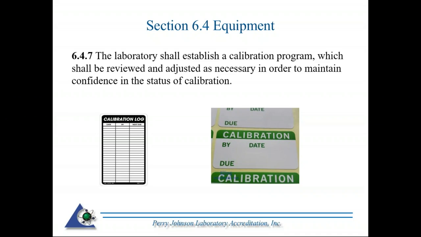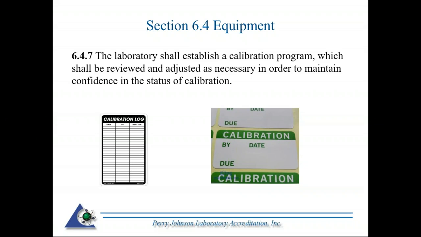Okay, calibration programs. So you have equipment, of course you have to have it calibrated. Calibration should not just be a one-time thing. As stated here, the laboratory shall establish a calibration program, which shall be reviewed and adjusted as necessary in order to maintain confidence in the status of calibration. That's always a question that comes up quite often: how often do we have to have our equipment calibrated? And as you see here, of course, a program needs to be established. So let's say you originally start with 1 year.